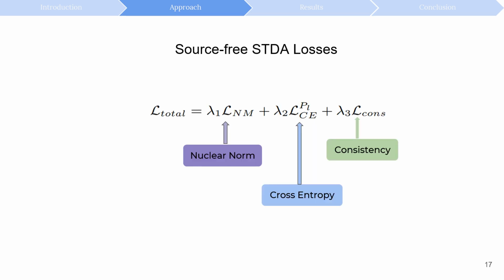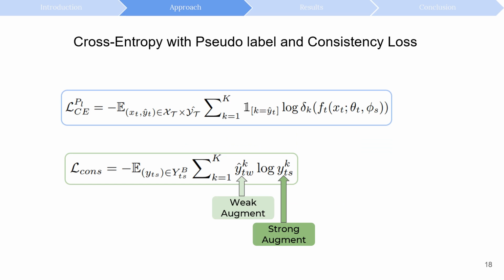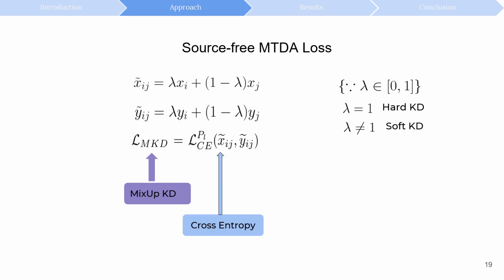We have three loss components for training each teacher network in source-free single target domain adaptation. First, we use nuclear norm maximization on the batch-wise softmax output, which we call the class response matrix. For batch size B and number of classes K, the class response matrix will be of size B cross K. We also use pseudo-label based cross-entropy loss and consistency loss between different augmentations. These are the complete expressions for pseudo-label based cross-entropy loss and consistency loss. In source-free MTDA, we use mix-up knowledge distillation loss using a convex combination of two different samples and their respective pseudo-labels. In our analysis, we observed that soft KD works better for generalization.